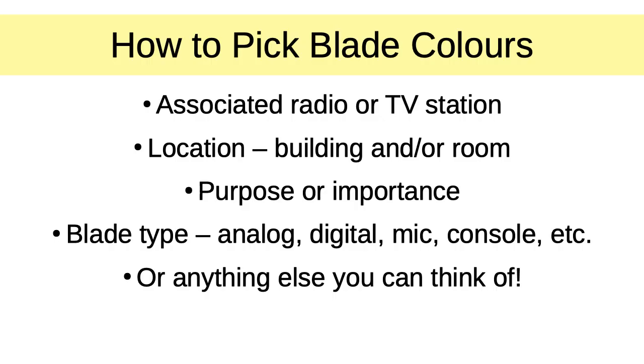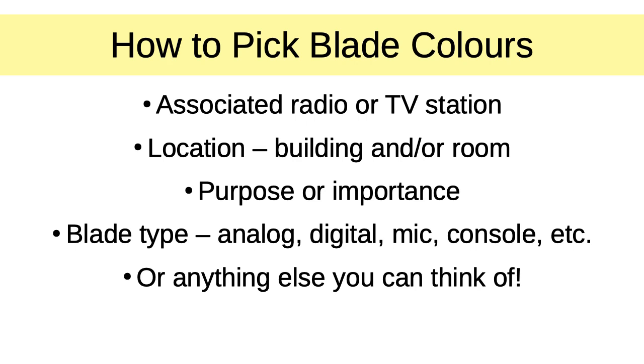You can color the blades any which way you want. Maybe you color them by the station most associated with that particular blade, by location, that is maybe a building or room, something like that, by purpose or how important the blade is. Air chain blades get a very unique color to make them stand out, so it causes you, when you're in the Crosspoint map, to note that you're on an air chain source or destination. You can color them by the type of blade, whether it's a mic blade or an analog blade or a digital blade or a console blade. There are any number of examples you can use.